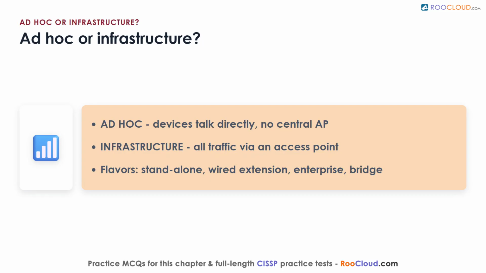Infrastructure mode comes in several flavors. A standalone setup links wireless clients only to each other. A wired extension bridges them onto the wired network. An enterprise extended design uses many access points, sharing one network name so users roam seamlessly. And a bridge deployment uses a wireless link to join two wired networks, handy between floors or buildings.